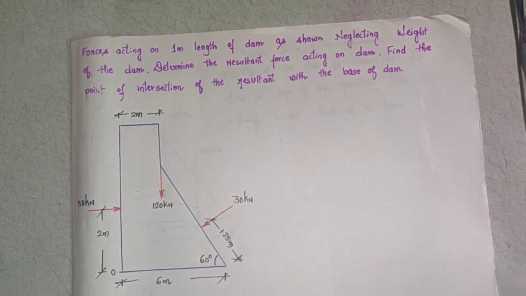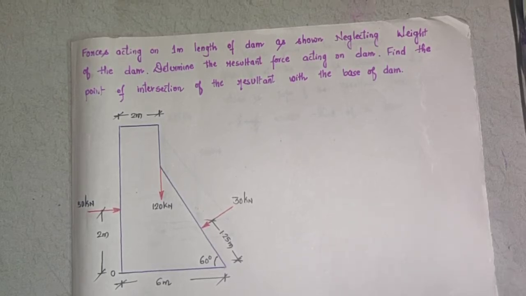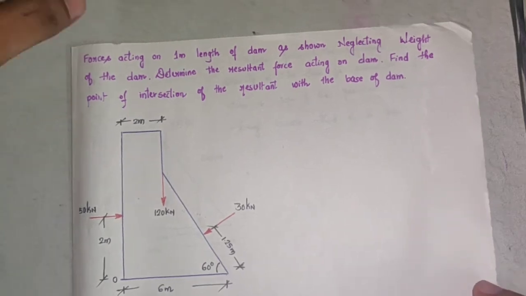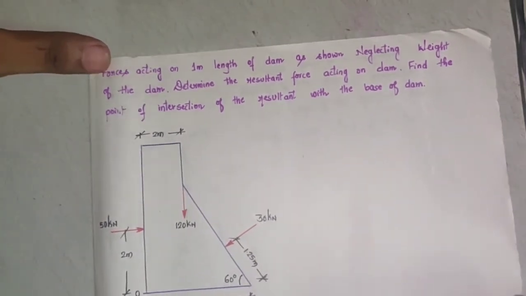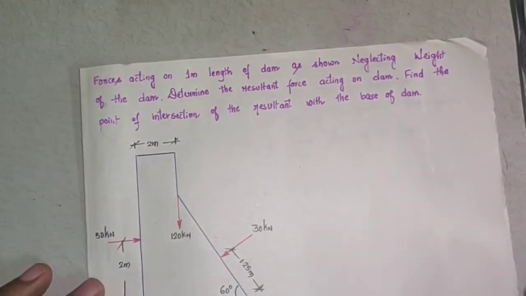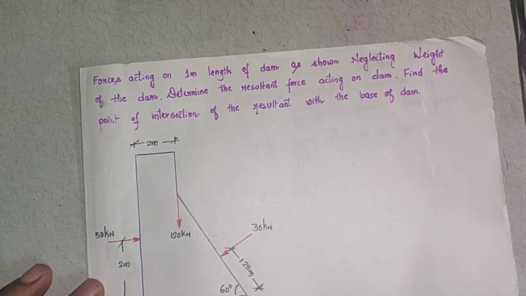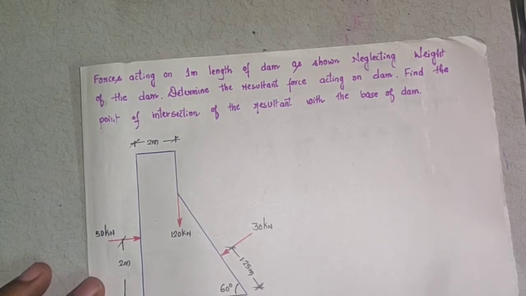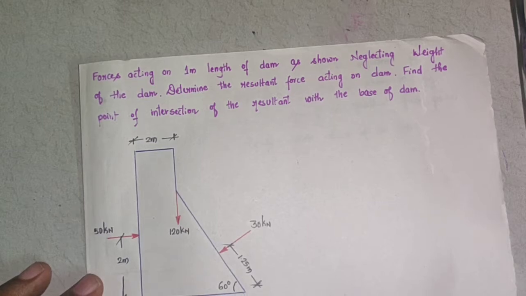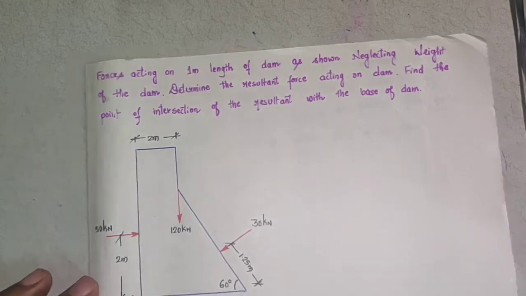In this session I will continue with some more examples on applications of Varignon's theorem of moments. To begin with, what you can see on your screen is the question: force acting on 1 meter length of dam as shown, neglecting weight of the dam, determine the resultant force acting on a dam. Find the point of intersection of the resultant with the base of the dam.